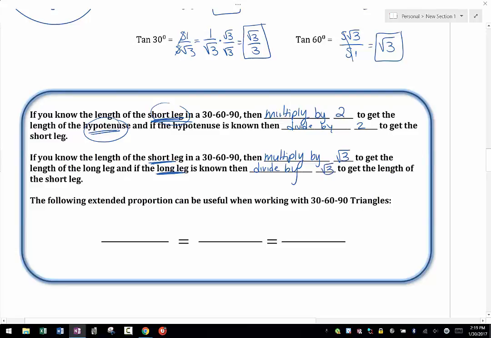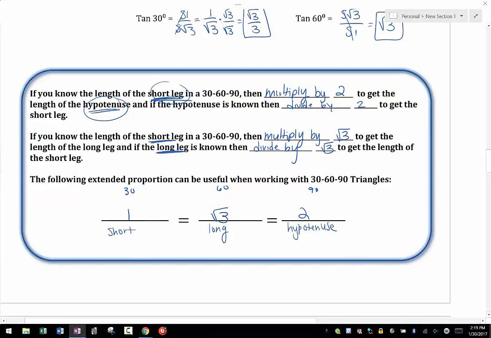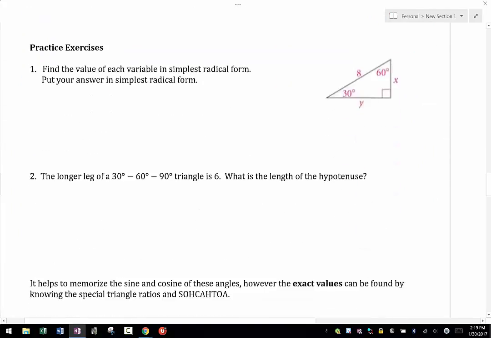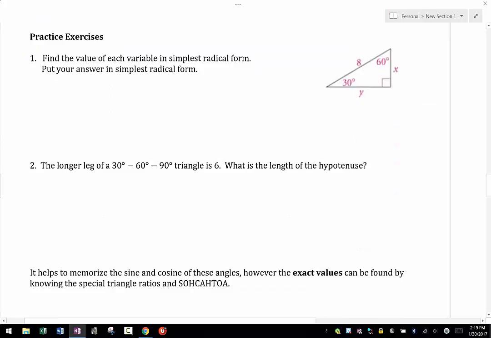And we can make a proportion out of this one. If I have a 30, 60, 90 triangle, I have sides of 1, radical 3, and 2. And then those sides correspond with the short leg, the long leg, and the hypotenuse in my proportion. All right, so we're going to just do a couple quick practice exercises.